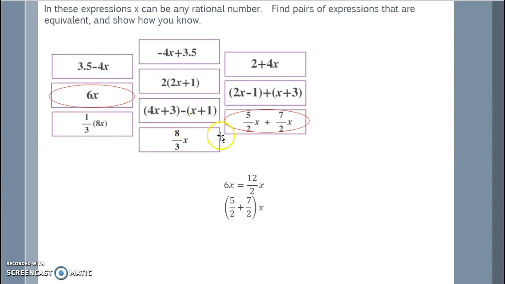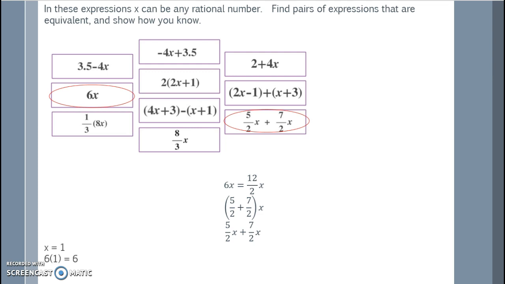Let's try 6x and 5 halves x plus 7 halves. So 6x we know is the same as 12 over 2 x. So with a little manipulation, I can rewrite 12 halves as 5 halves plus 7 halves x, which means then that I can separate them using the distributive property. So 5 halves x plus 7 halves x. So those two are the same.